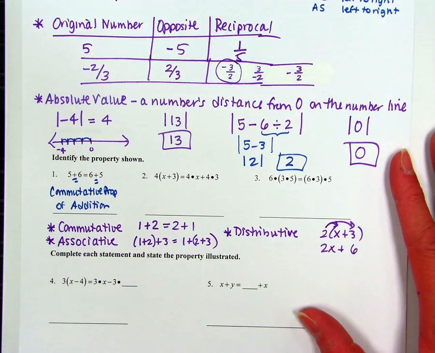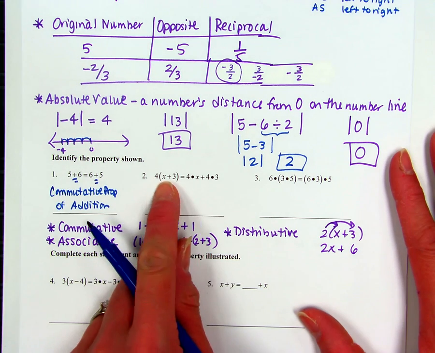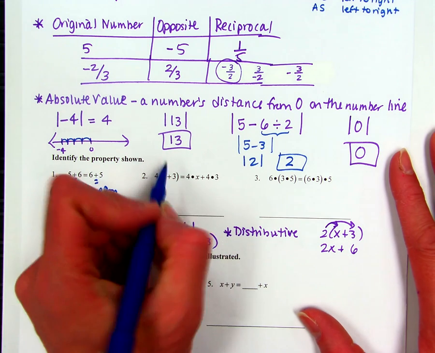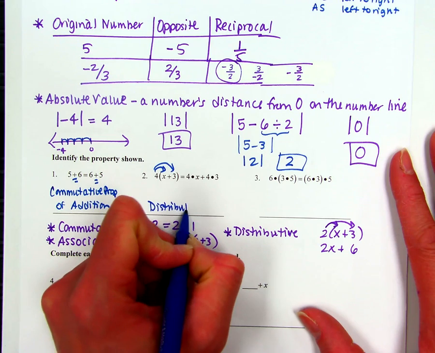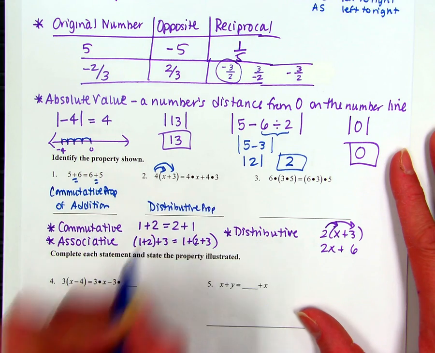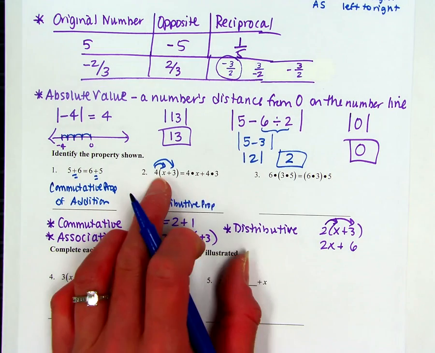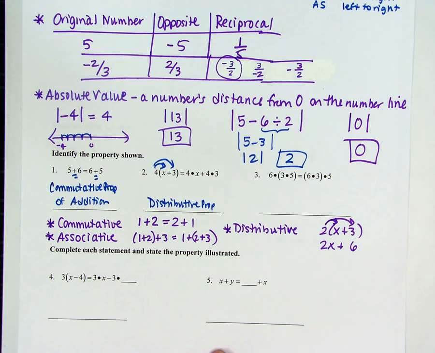Right, since these are adding, this one is showing me 4 times x plus 4 times 3. This is distributing the 4. So we just call that the distributive property. You don't have to say of multiplication or of addition, because really it's using both. It's multiplying and then it's adding those 2 things.